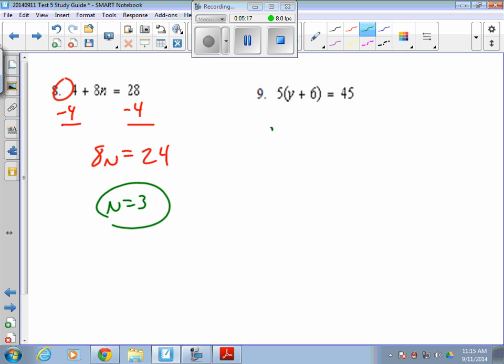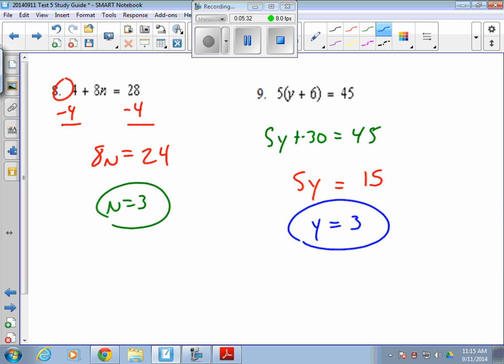Distribute 5 times y and 5 times 6. Undo addition of 30 by subtracting it on both sides. 5y equals 15. Undo multiplying of 5 by dividing by 5 on both sides. y equals 3.